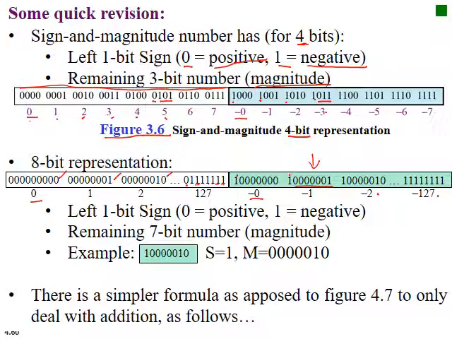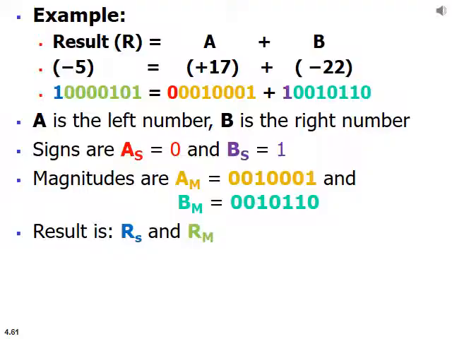And again, same explanation as above. The left bit is the sign, the remaining 7-bit number, that is known as the magnitude. So the sign is 1 in this particular example, and the magnitude is that. So again, the sign is 1, and the remaining 7 bits, that's the magnitude. So there is a simpler formula as opposed to figure 4.7 to only deal with addition, which we're going to look at in just a while.